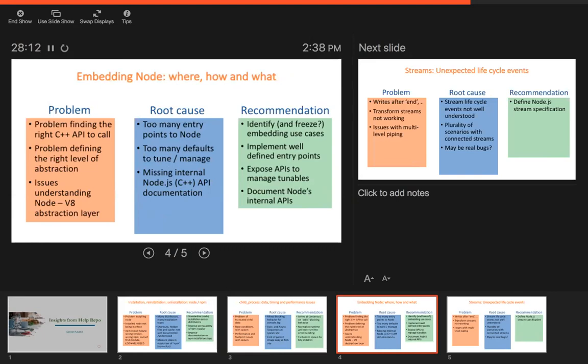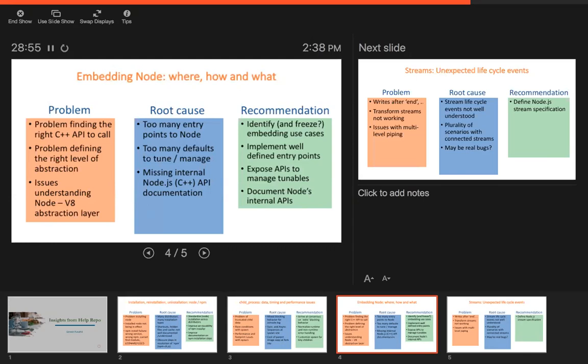The problem which we see is that the embedders do not know how to consume Node, what the entry point to Node is, what things you need to initialize, what things you as an embedder can customize, and what the control flow points and tunables are. If you look at the main file that Node implements for its entry point, which is node.cc or node_main.cc, you see at least three start functions, four init functions, and one main function.